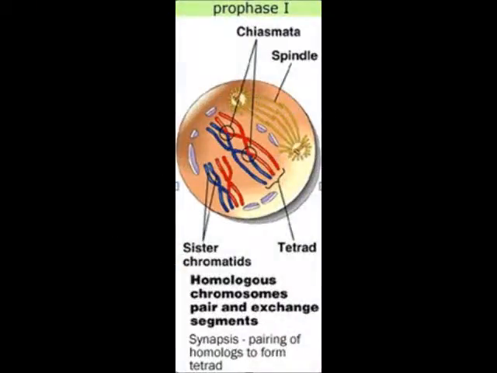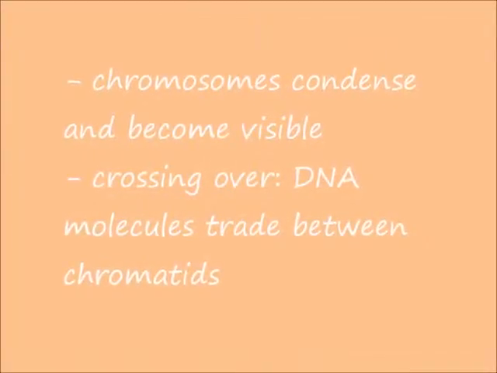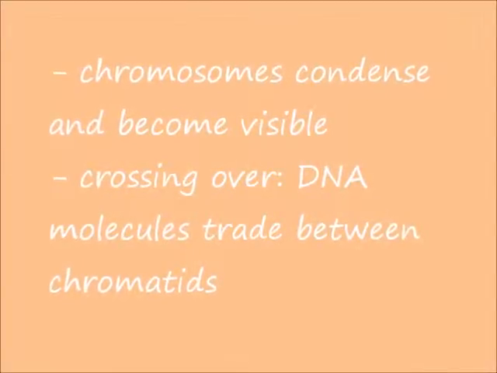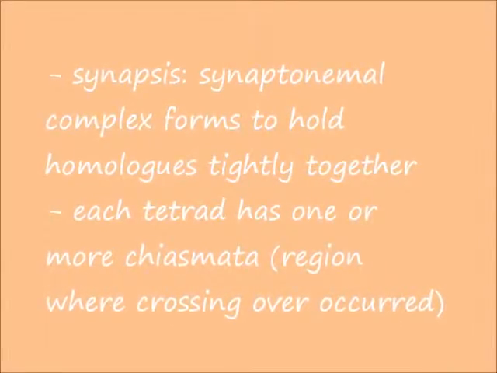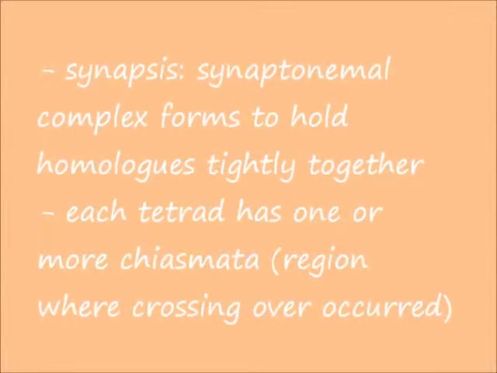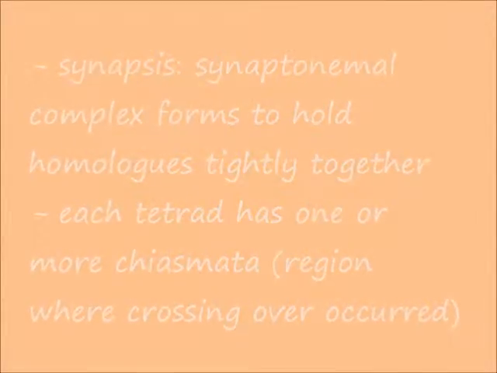It begins with prophase 1. The chromosomes condense and become visible. This is the stage where crossing over occurs, which allows the genetic information to be exchanged between the chromatids. A process known as synapsis occurs, where the synaptonemal complex forms to hold the homologous chromosomes together. Each tetrad has at least one chiasma where the crossing over occurred.